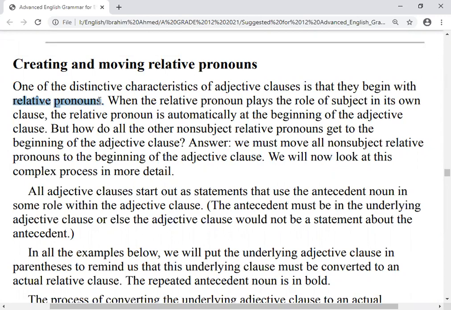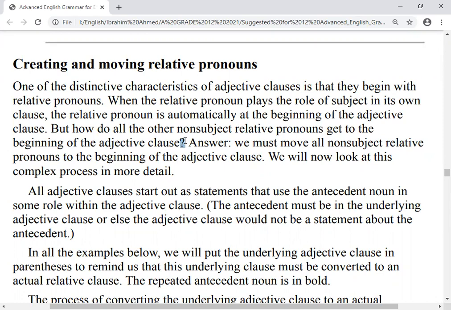But how do all the other non-subject relative pronouns get to the beginning of the adjective clause? If it's the object of a preposition, of course it's not at the beginning, but it gets to the beginning. How? Answer: we must move all non-subject relative pronouns to the beginning of the adjective clause. How can we do this? Of course, you are good enough to do this automatically without learning the theory, but let's just read the theory quickly.